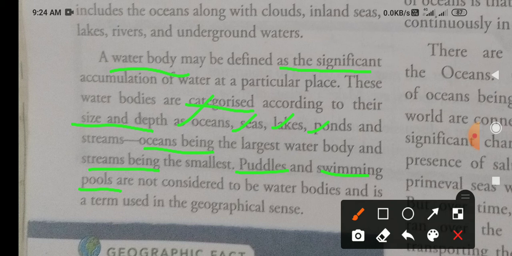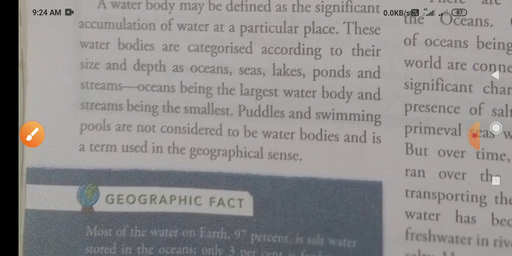And similarly, in your bathroom, if the water is coming through your tap and it is found in your bathtub, etc., they are not considered to be water bodies in the geographical sense. So in geographical study, you should not include bathroom water or kitchen water or the tub of water in your bathtub. But whatever natural sources of water are found, they are all part of water bodies. I think all of you got it. Okay, now let's read the other part.